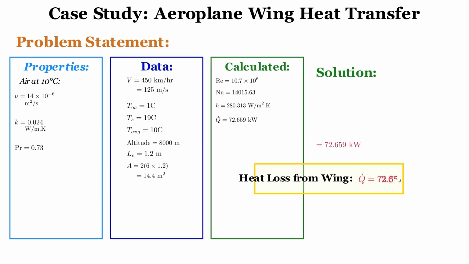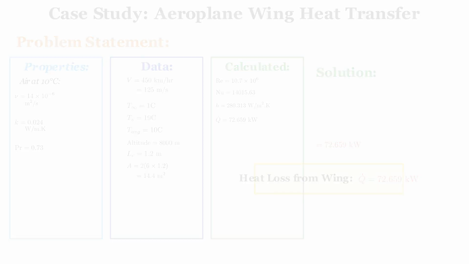Here's our final answer. The heat loss from the airplane wing is 72.659 kilowatts. Think about this. The wing is losing almost 73 kilowatts of heat to the cold surrounding air at high altitude. This is why aircraft heating systems are so important. The high velocity creates turbulent flow, which increases heat transfer significantly. Outstanding! You've successfully analyzed heat transfer on an airplane wing. This is real aerospace engineering.